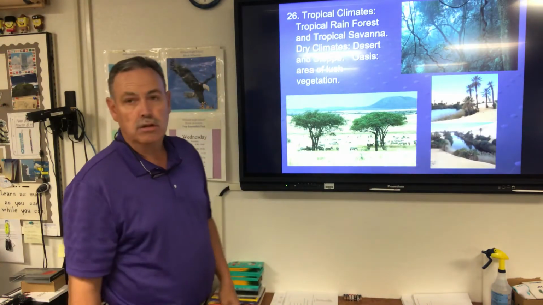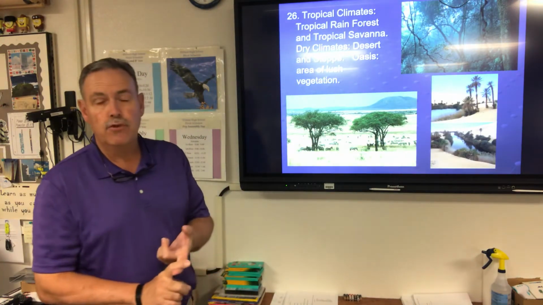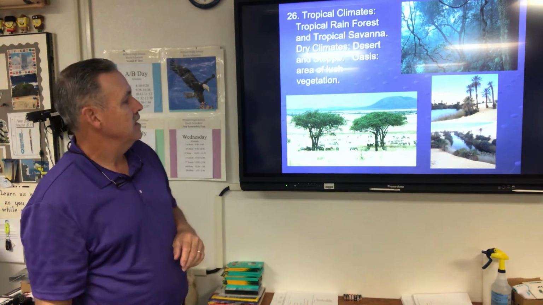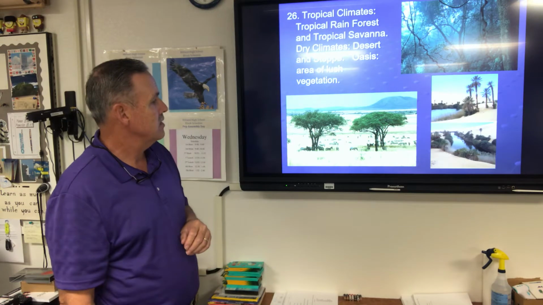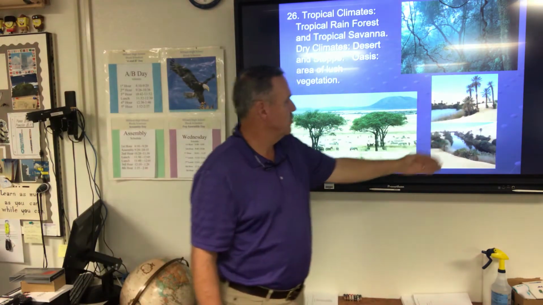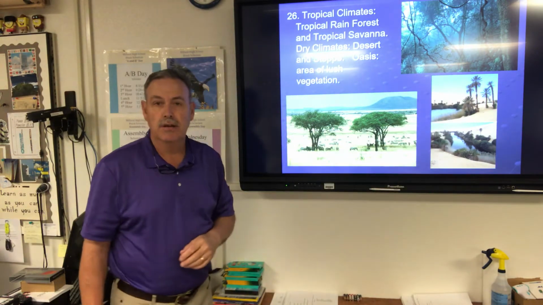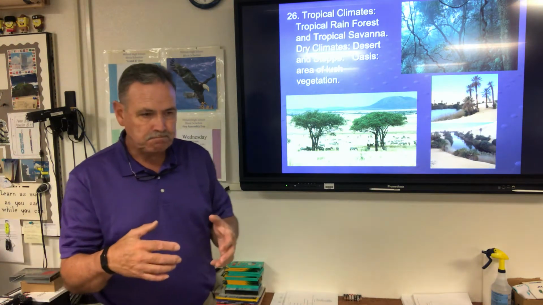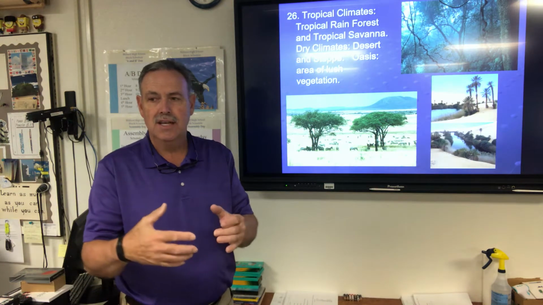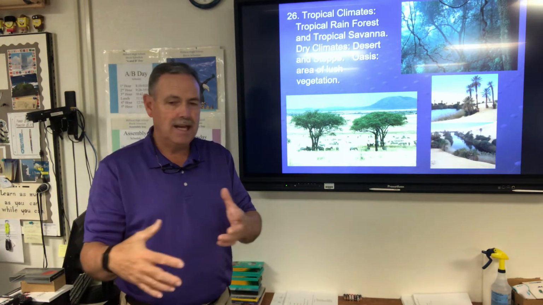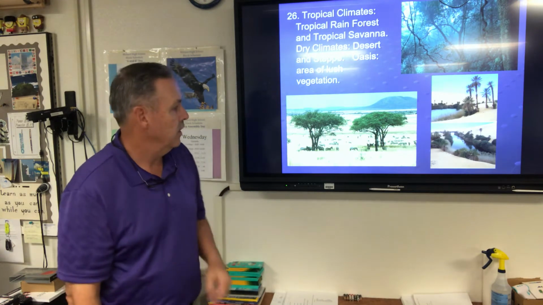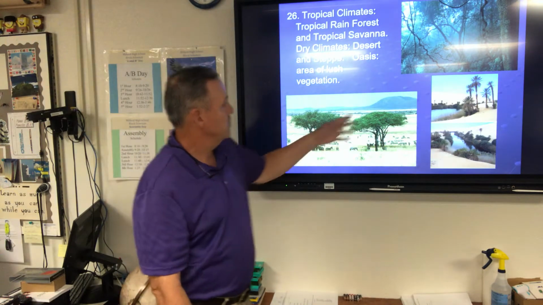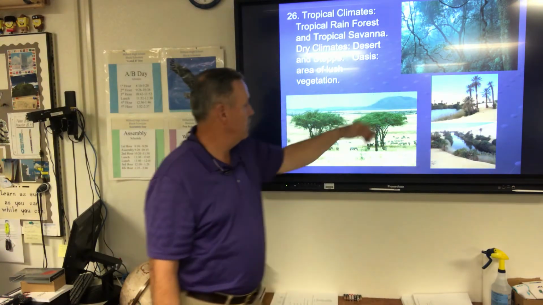Okay, tropical climates. So we have a tropical rainforest and tropical savanna. In a dry climate, desert and steppe. And then an oasis, kind of like this picture shows here, would be an area of lush vegetation where water can come to the surface. It allows a few plants and trees to grow, but it's only in that one area, so we call that an oasis. Of course, the tropical climate would be this picture up here.